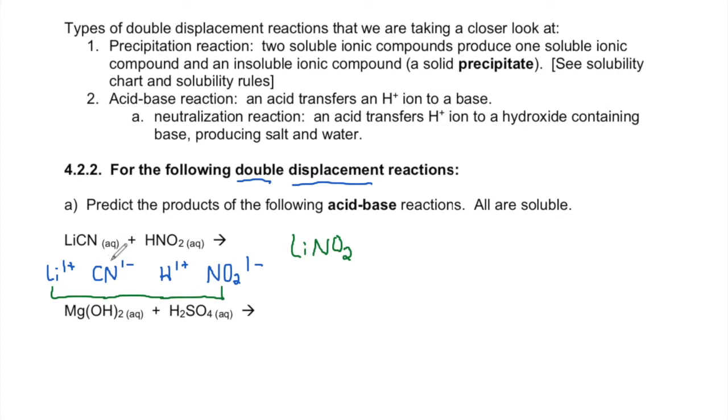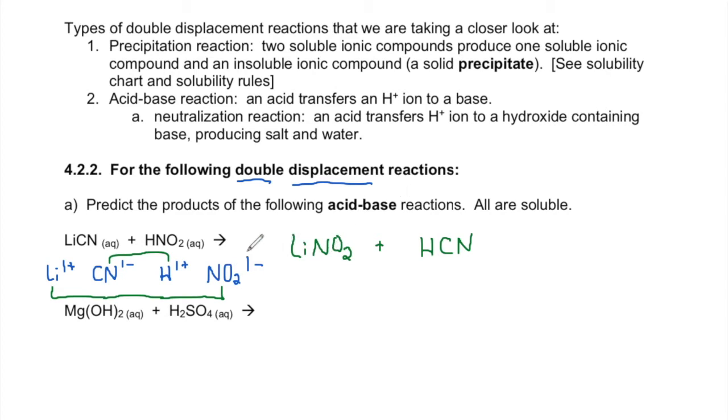And then what's left is the hydrogen pairing with the cyanide. The cation is always written first. So this is the proper formula for hydrocyanic acid.